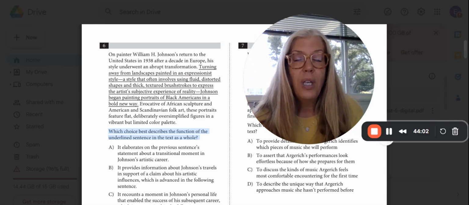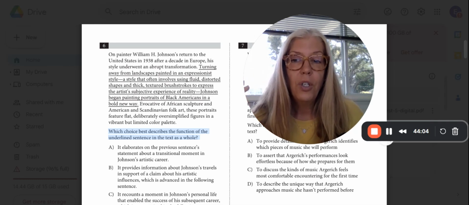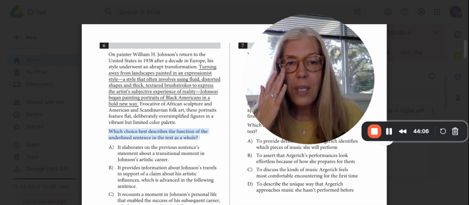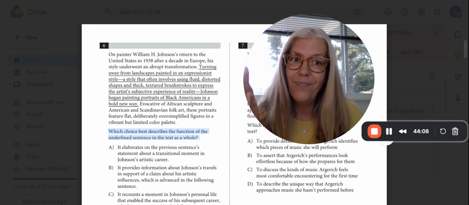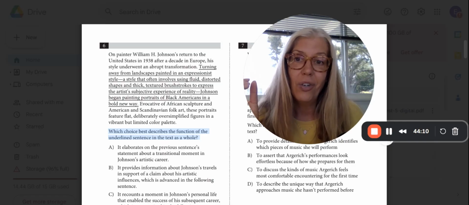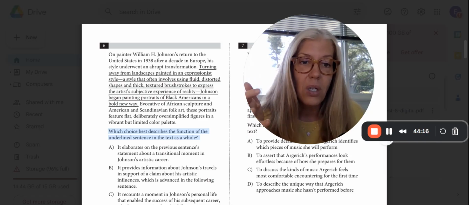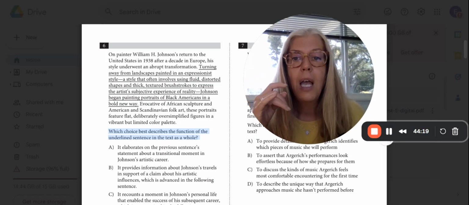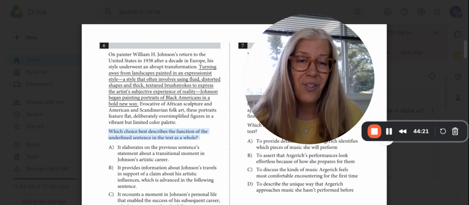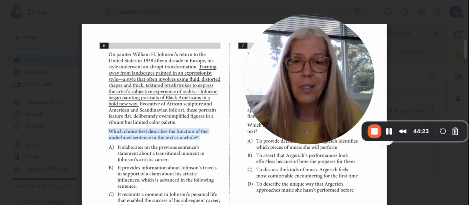So let's look at this one. The function of the underlined sentence. Again, I'm not that TikTok teacher that's going to teach you don't read the before or after, because the truth is this is a main idea question and you do need to know a little bit of before and after in order to answer the question and to understand what the function of the underlined sentence is.